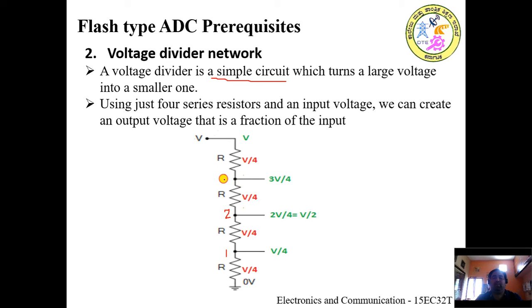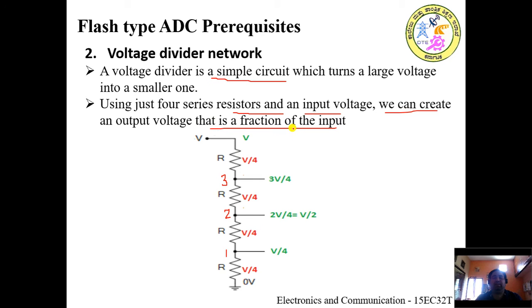If you take one more node here, that is the third node, and measure the voltage at this node, it would be V by 4 plus V by 4 plus V by 4, which is 3V by 4. Like this, if you want more and more reference voltages, then we should add more and more resistors in the resistor divider network. So using just 4 resistors, from an input voltage, we can create an output voltage that is a fraction of the input.